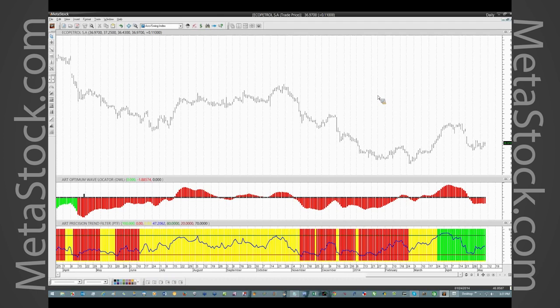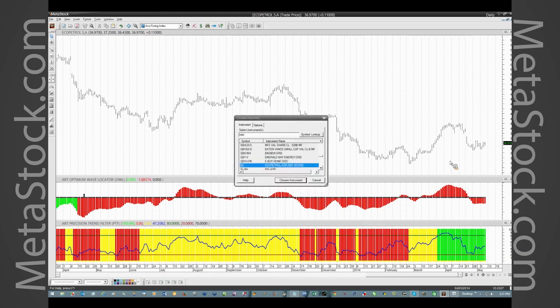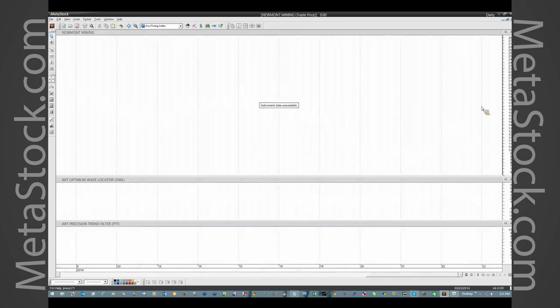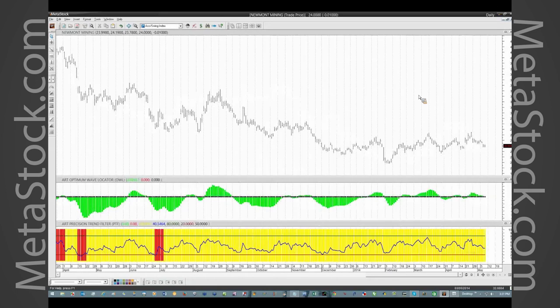All right, so that's kind of an interesting one. That is one we're looking for a long trade on here, all right, at any time when the owl goes to the plus side, obviously. All right, let's move on and see a couple others. One other here we look at is Newmont Mining. And let this one come up here.